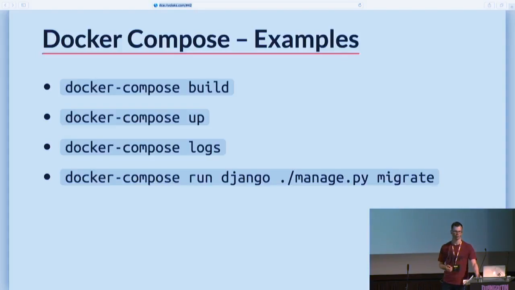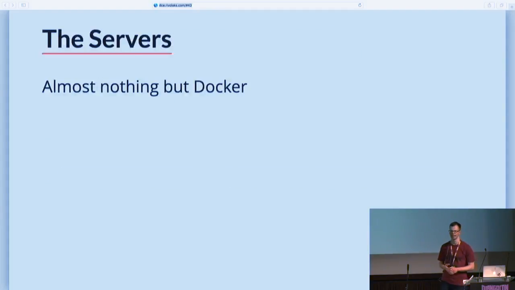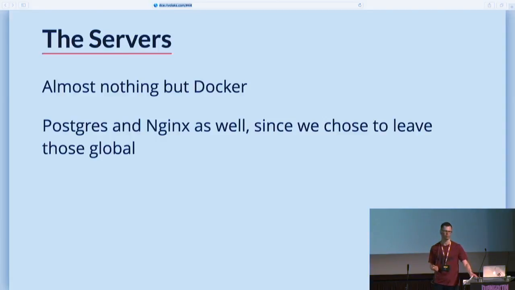And if all of that was a bit complicated, then the good news is that the servers get quite a bit simpler, because you basically only need Docker Engine and Docker Compose available. And in our case, we also have Postgres and Nginx there running as global services, as mentioned, although we run those in Docker containers as well.